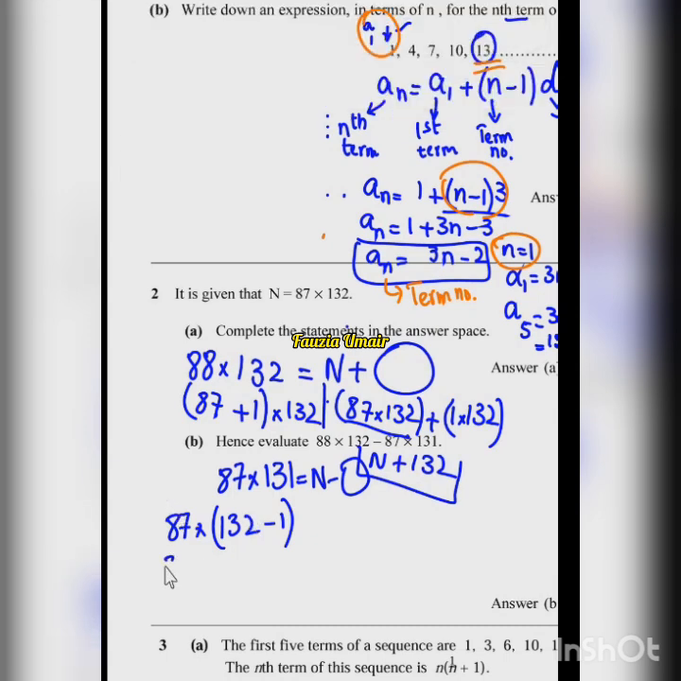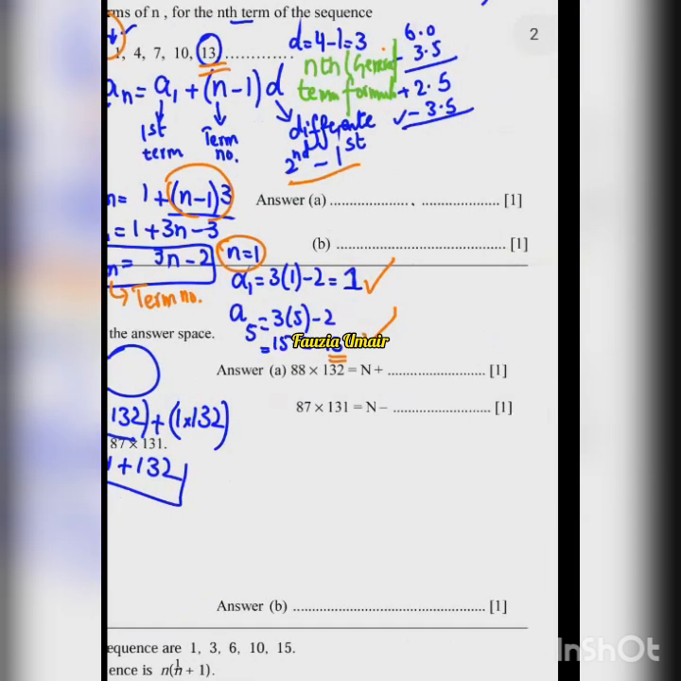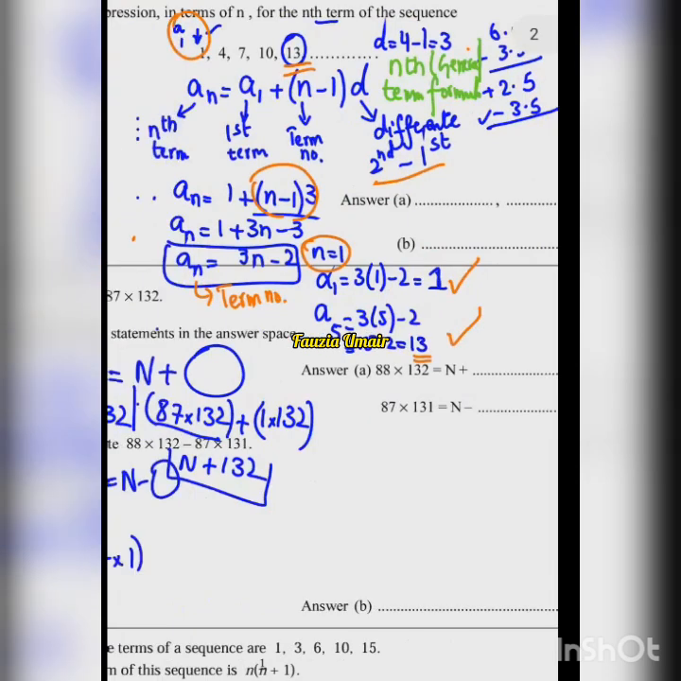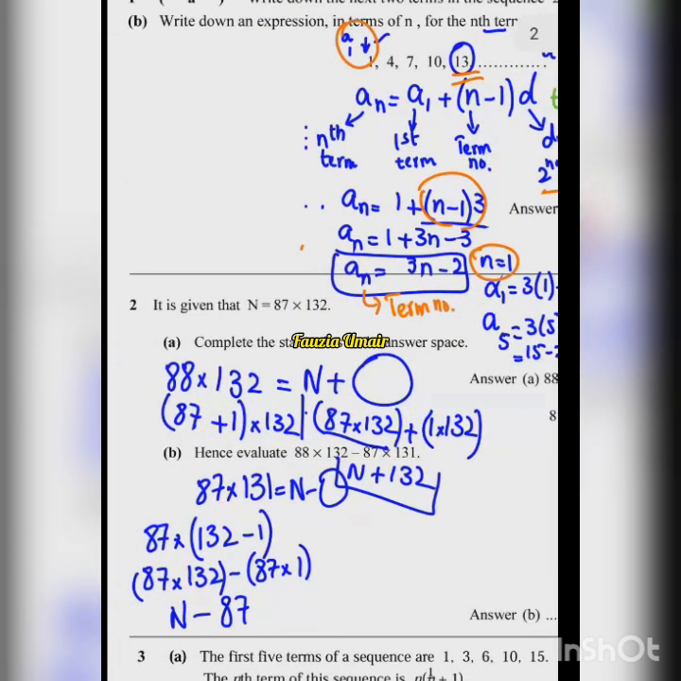So now you will expand the bracket: this is 87 into 132 minus 87 into 1. Now this part is n and this is 87, so the answer of the second part would be n minus 87. It's a general question where you can use the logic, and they are 1 mark each. Is this clear, how you have introduced n in the equation?